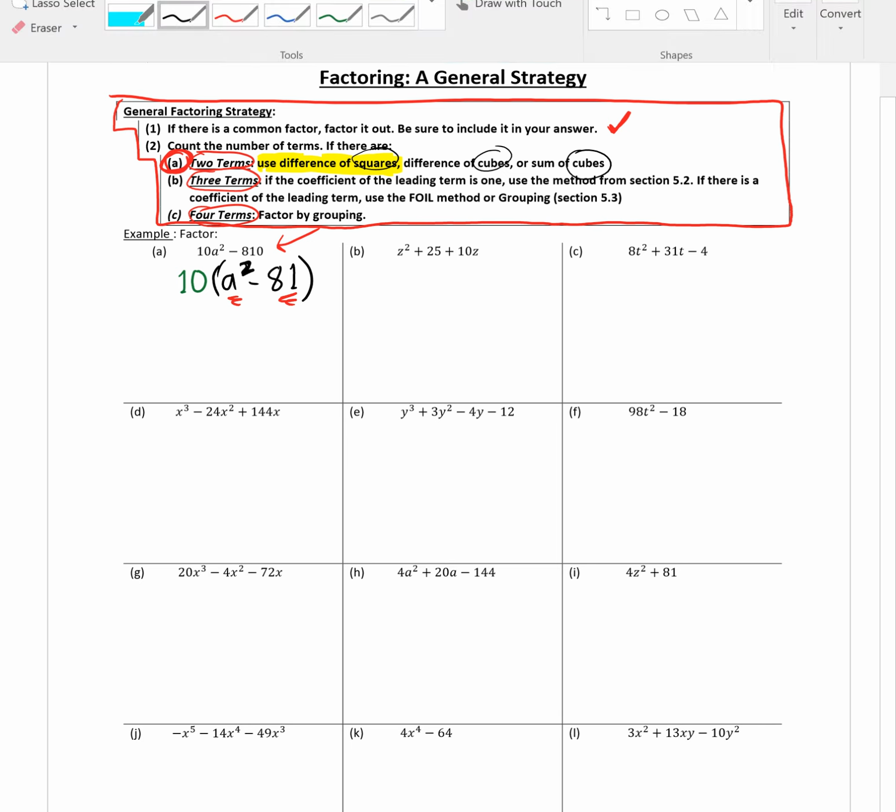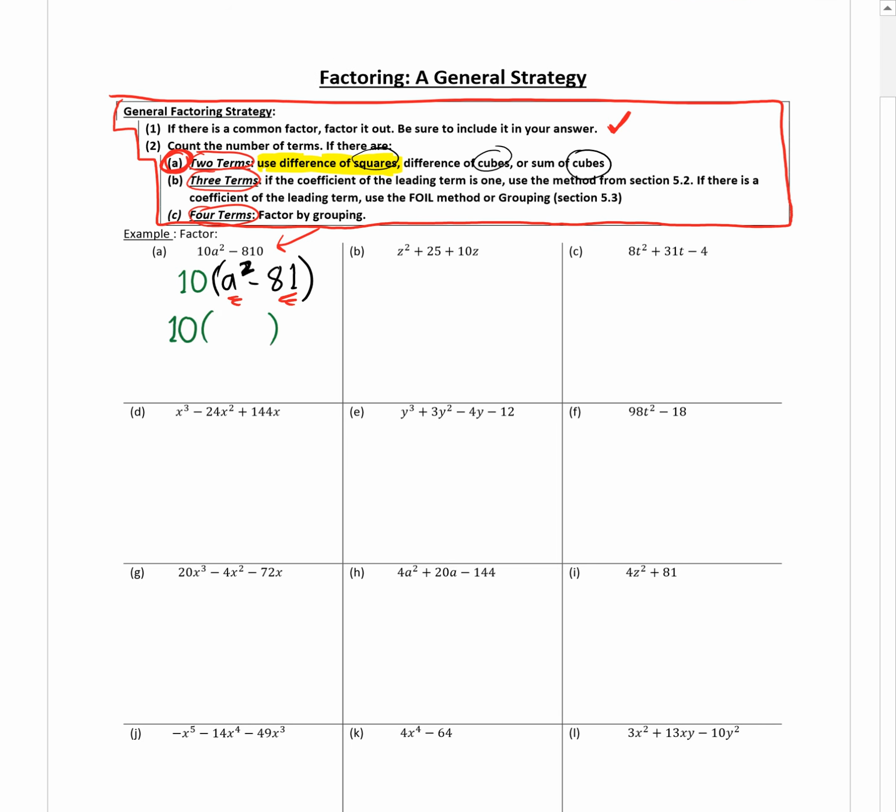Alright, let's see. So I got to remember to leave the 10 outside. Don't lose that. That should be part of your answer. But once I factor that out, if you remember way back when we learned about difference of squares, when you factor difference of squares, you're going to have one of the factors with a minus and one with a plus. It doesn't have to be in that order. It could be the plus and then the minus. That part doesn't really matter.